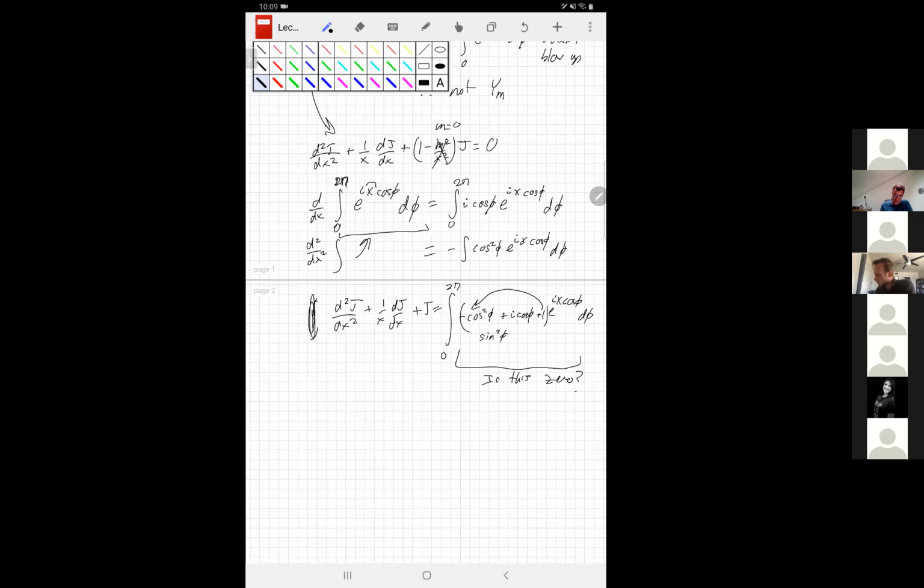Oh, and I should have been dividing by x. My bad. I should have divided the middle term by x. So then our question is, do we get 0 when we integrate sine squared phi plus I over x cosine phi e to the I x cosine of phi d phi?